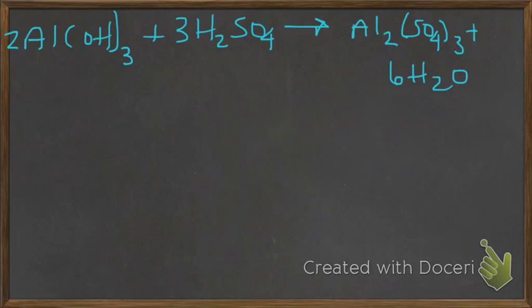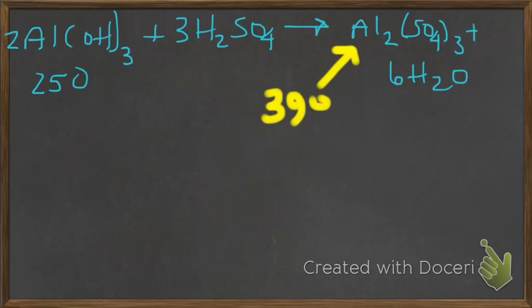So let's do another example. In this example, I've already given you the balanced equation, and what we want to find is if we start with 250 grams of aluminum hydroxide, and we only make 398 grams of aluminum sulfate, what is our percent yield?